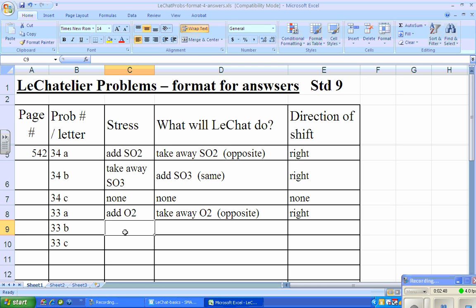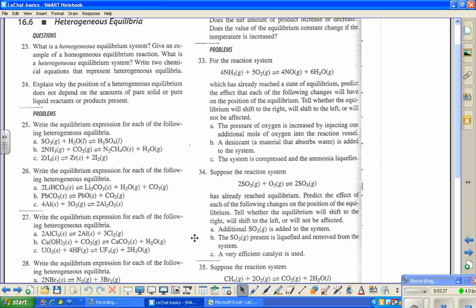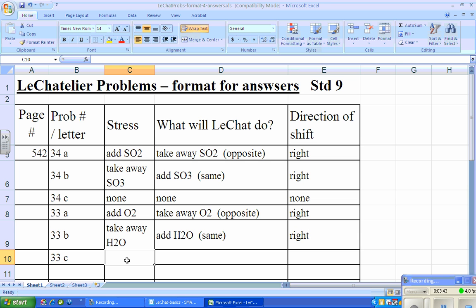So let's go back. So we did a takeaway, and that was of H2O. And so what is Le Chatelier going to want to do? The opposite, of course. So he is going to want to add H2O. And if he is going to add, that means same. The only way that Le Chatelier can add is to move towards the same side that the water is on. So let's go back. We see water is on the right, and the same side is, of course, the right. And that's how we figure out that right is the shift. Okay, let's go down to 33.